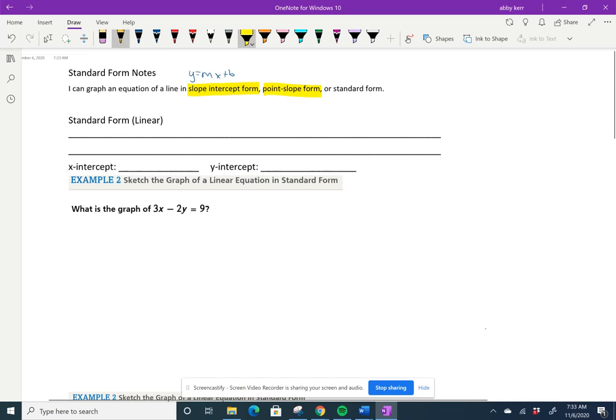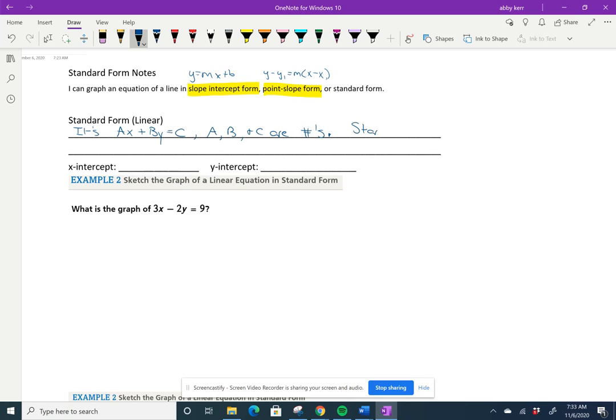We've already discussed point-slope form, which is y minus y1 equals m times the quantity x minus x1. Now our third form is standard form. It's ax plus by equals c. The letters a, b, and c are just numbers, so they're coefficients or constants in the problem. We really want to pay attention to the x and the y.